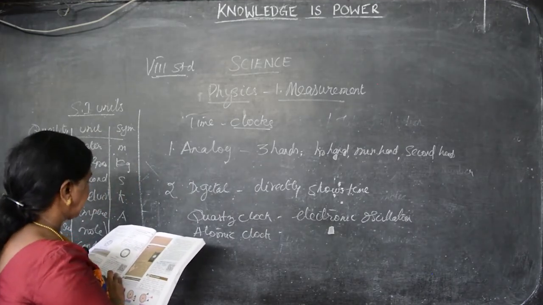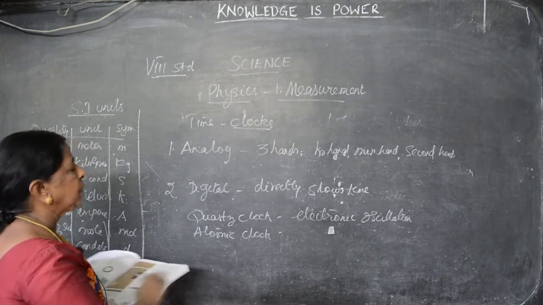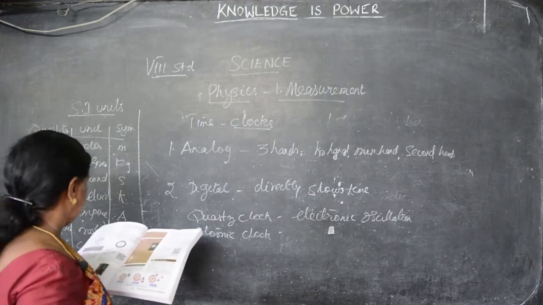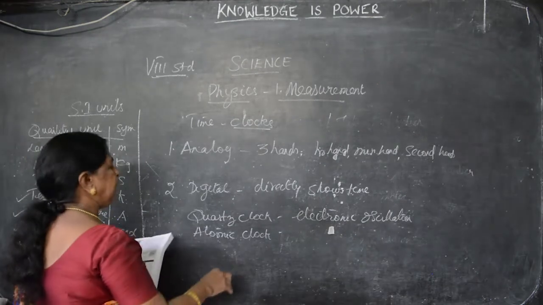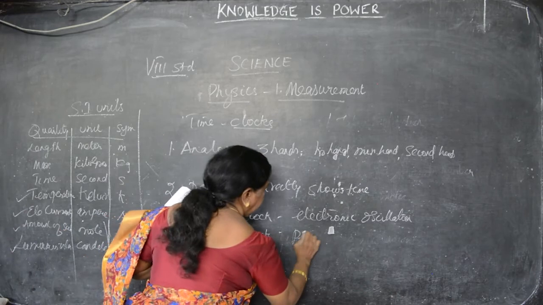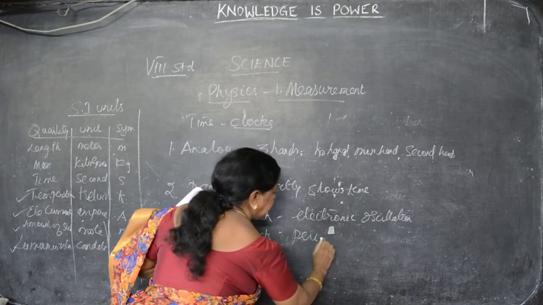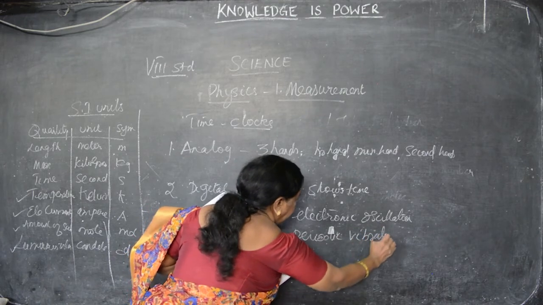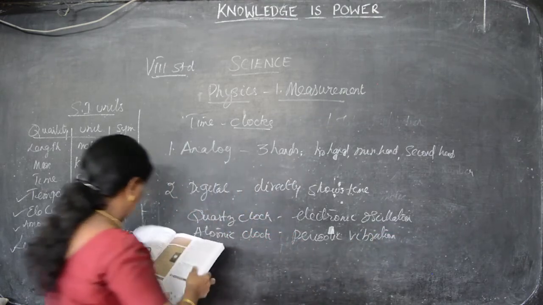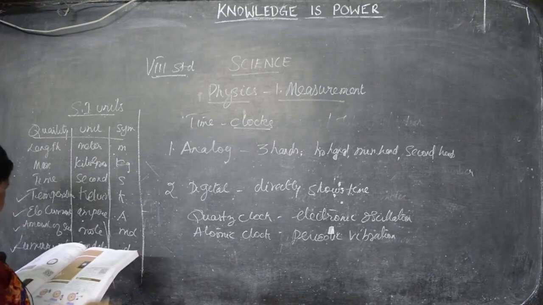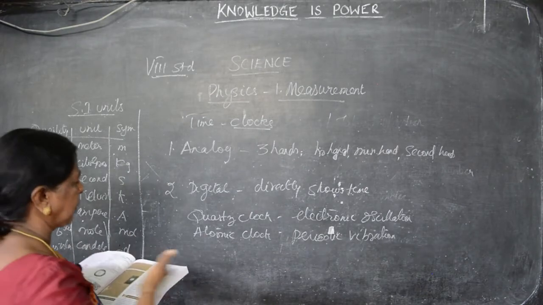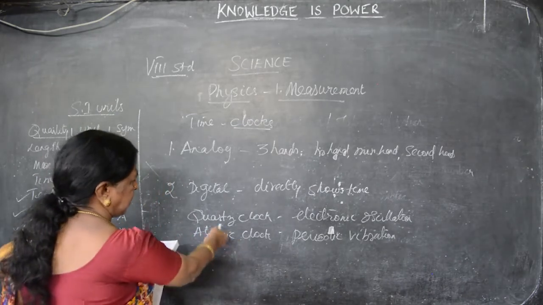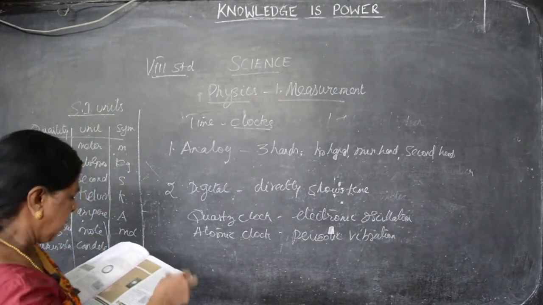So it is electronic oscillation. It is made up of quartz crystal. It shows a more accurate time to us than the atomic clock. It is based on periodic vibration. Vibration, you know. The atomic clock is used in global navigation and other things. Mostly we are using the quartz clock only.